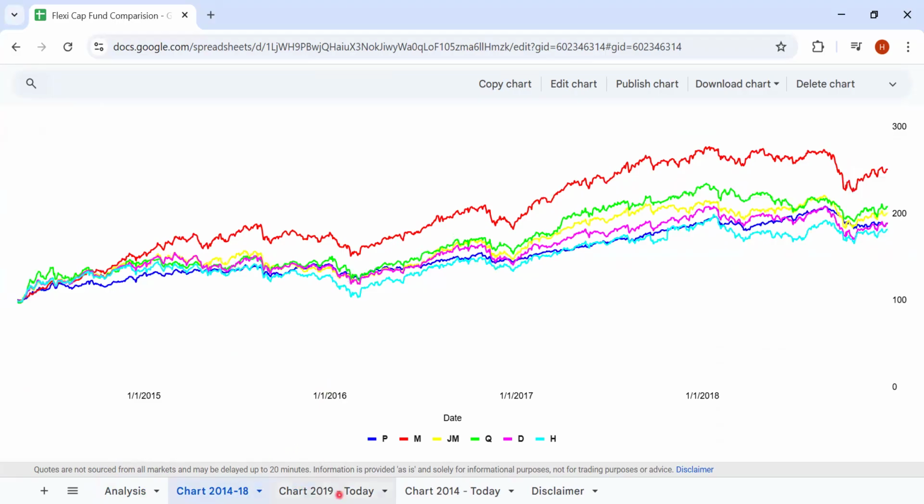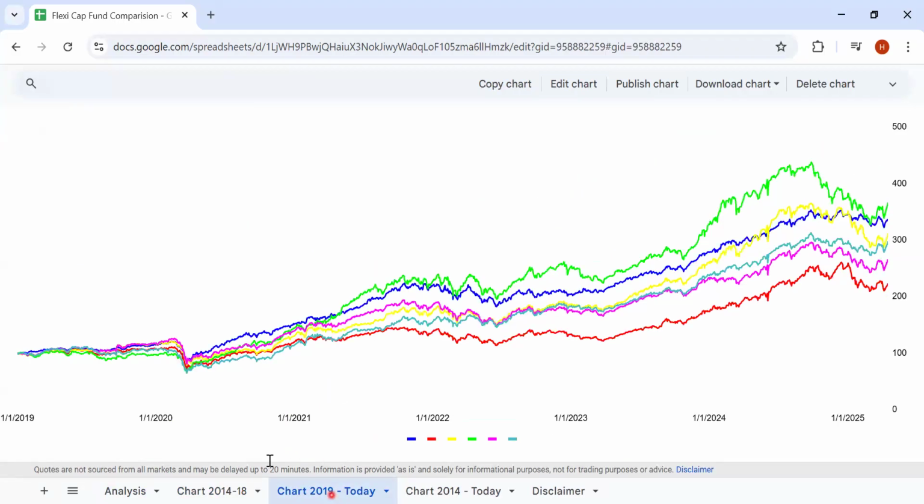Now let's look at what has happened from 2019 to present day. From 2019 till COVID, pretty much all the funds are in a similar range. But if you look at the change from 2020 onwards, till 21, it was Parag Parikh Flexi Cap which delivered slightly higher returns, right? But from 21 onwards till today, it is Quant Flexi Cap which has given the highest return. Parag Flexi Cap has done closely. It has delivered similar returns as well.